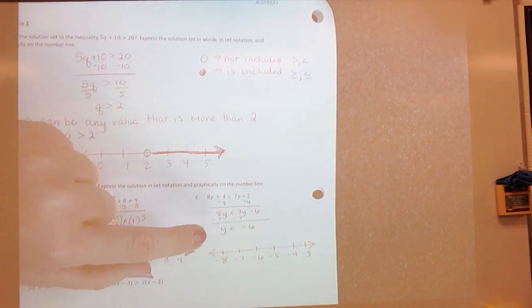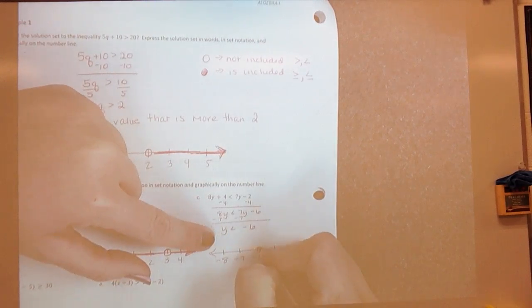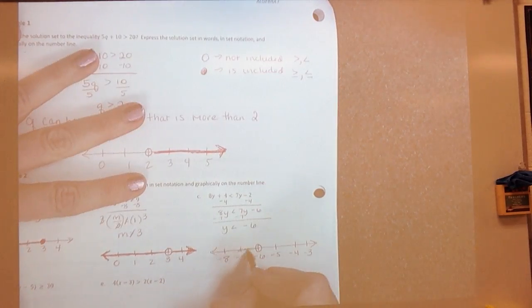Alright, so it is not included. So I'm going to put an open circle at negative 6. And I want to shade everything that is smaller than negative 6. So I'm going to shade it this way.